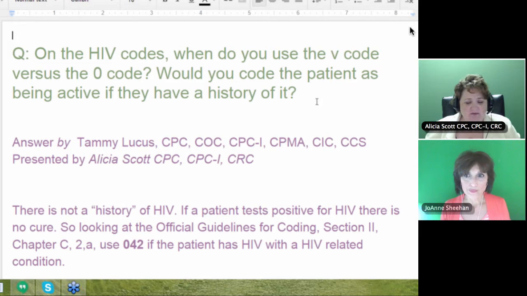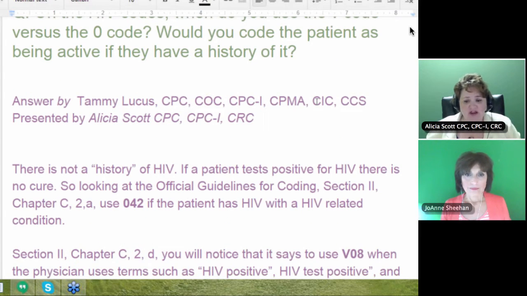So there is first not a history of HIV. If you're HIV positive or if you have AIDS, it's never going away. A history is not a valid statement because history signifies that you used to have it, but you no longer have it or are no longer getting active treatment for that. If a patient tests positive for HIV, there's no cure. That would be like saying a person had a history of an amputation. Their leg didn't grow back.